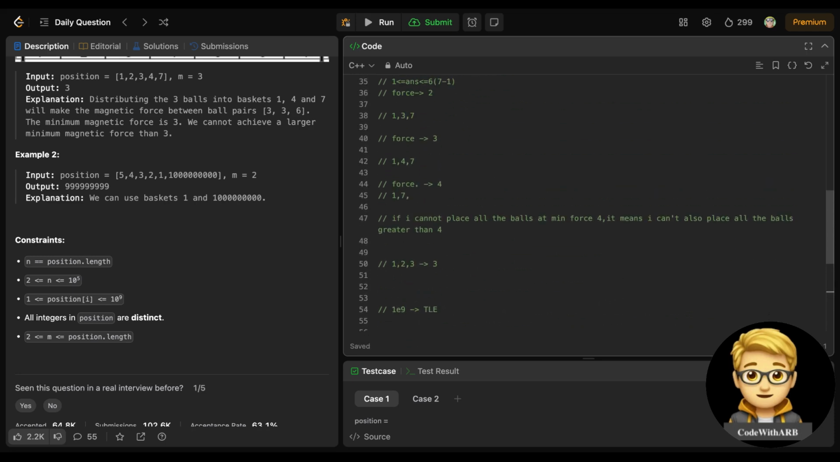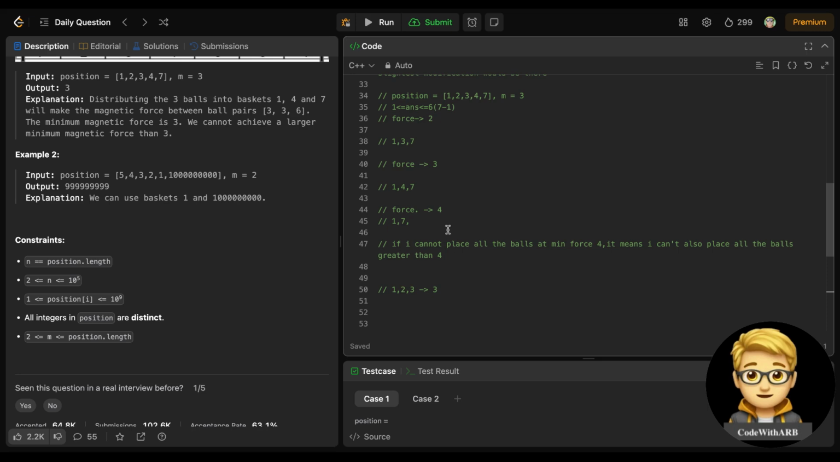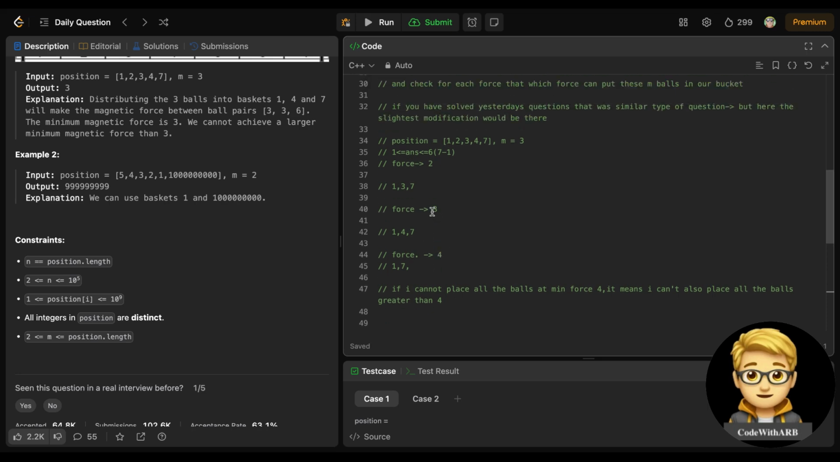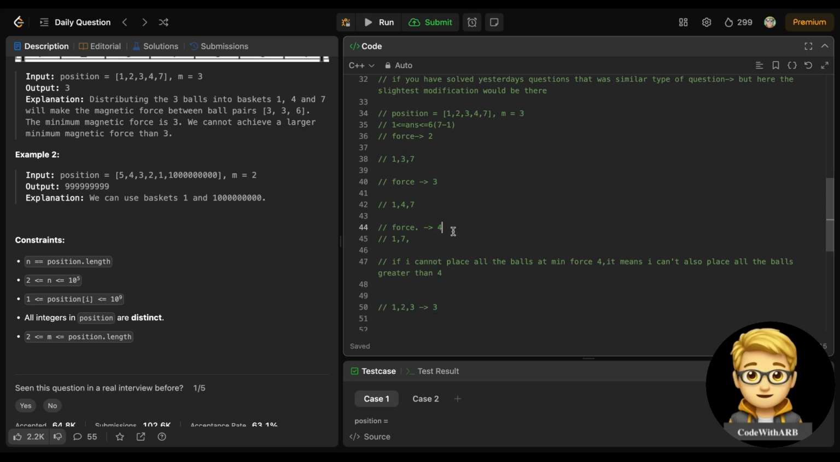So basically, one thing I told you is that if at some position I am not able to put all the balls, I don't need to check for later forces. In this case, if I am not able to put all the m balls in our bucket positions, do I need to check for 5, 6, 7 and all after this 4? No, it means I have reduced the search space, right?